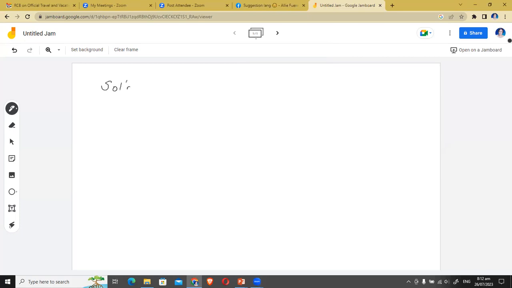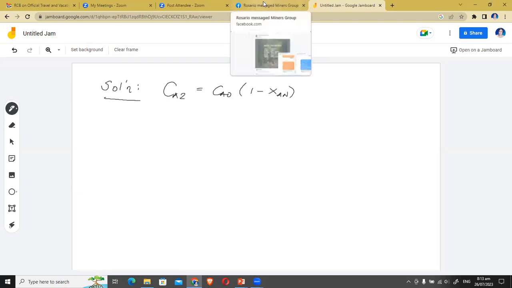So for our solution, we'll start writing the concentration of the effluent leaving the second reactor. The concentration of the effluent leaving the second reactor would be the concentration Ca2, and that would be equal to the initial concentration that is given in the problem multiplied to 1 minus xAn. Now, this xAn is the overall conversion that is stated in the problem, which is 80%.